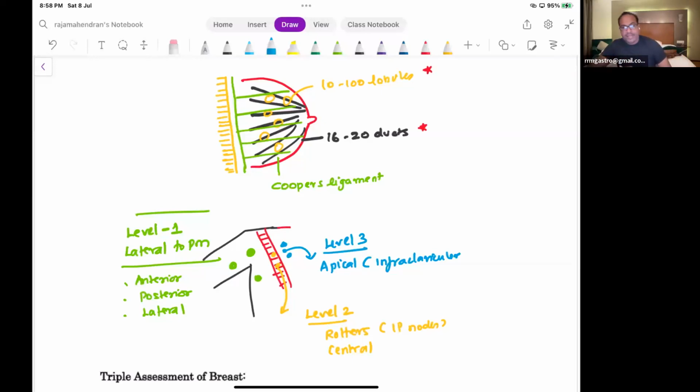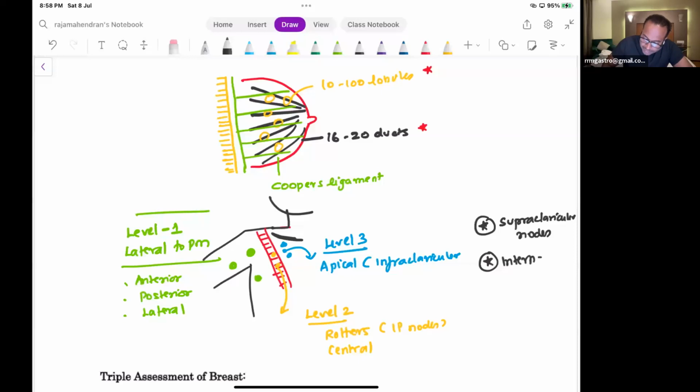When you are clinically examining the breast, you have to examine all these nodes: level 1, level 2, level 3. Apart from that, 2 more groups of nodes you should examine. Can you tell me what the other 2 groups are, not under the level classification? Supraclavicular nodes. You have to examine supraclavicular nodes on both sides, right as well as left. And also you should look for internal mammary nodes, which are usually difficult to find by clinical examination. So all these nodes should be examined.